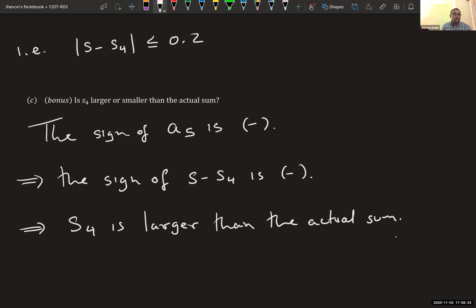So you might be in a situation where you want to err on the side of being a little bit more or a little bit less. And this will tell you, if you really want to be a little bit less for some reason, S4 would not be a good choice. You'd probably bump it up to S5 or something of that sort. So it's actually larger than the actual sum.